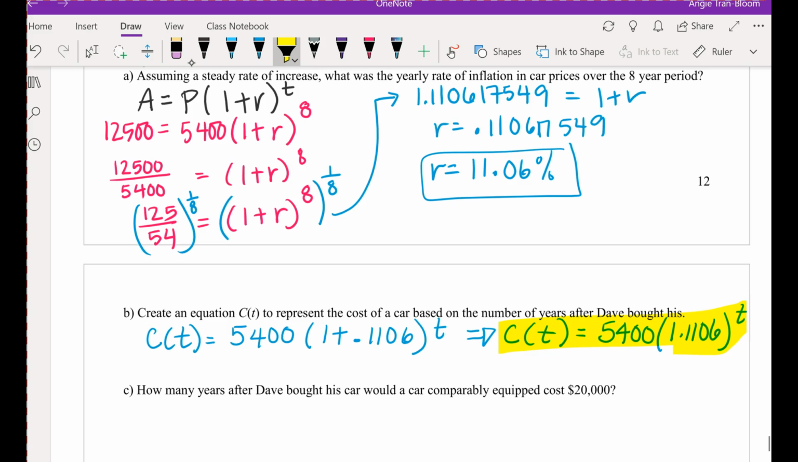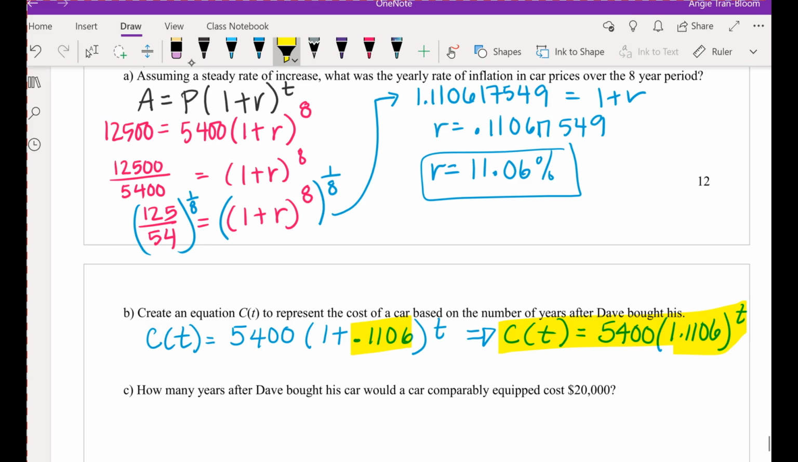Jonah, you have your hands up. Why is it not 11.06? Because it's 11.06 percentage. Right, but when you put it in, you have to convert to decimal so you can add it. Can you help me read part C, please, Jason?